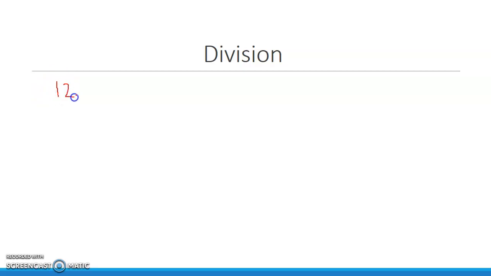12 divided by 2. Here, the number 12 is called the dividend and the number 2 is the divisor. Number 12 is the dividend. This is called the dividend. And number 2 is called the divisor.